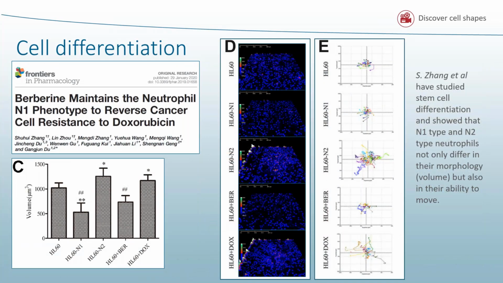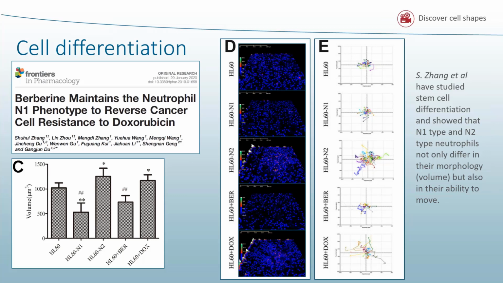The cell morphology can also be used to study cell differentiation. Here, Dr. Zhang and his colleagues studied HL60 cells, which were derived from peripheral blood leukocytes. They used retinoic acid to turn these HL60 cells into N1 type neutrophils. Then by adding TGF beta 1, they turned the cells further into N2 type neutrophils, and they could see that using only the morphology, a lot had happened.